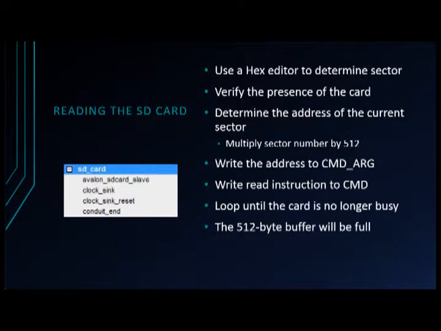To read the SD card, I first had to find out exactly where on the card it was being stored. Using a hex reader, I found that my data file was stored in sector 768 of the card. Taking this number and multiplying it by 512 gave me the full address of the data file. A read command was sent to the card, along with the address. When the read command was done, the 512-byte buffer was full with the contents of the data file.